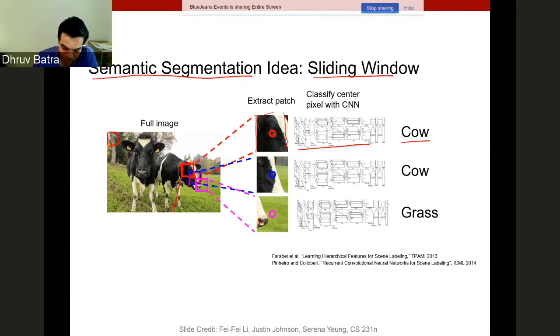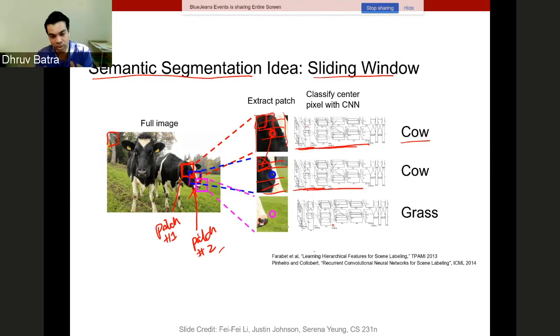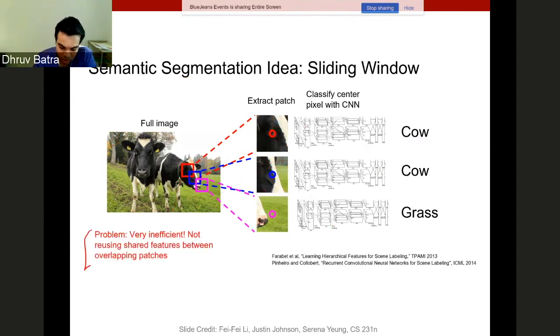So if you have patch number 1 and patch number 2 and they are highly overlapping, think about the convolution operations that are happening at patch number 1 and patch number 2. There is a filter here that's running over patch number 1. There's a filter here that's running over patch number 2. There are filter placements that are identical between the 2 patches. And so we are wasting a lot of computation if we do that independently, because we decided to treat every patch as a black box. And so this is extremely inefficient. We're not reusing shared features between overlapping patches. And this is just never done.